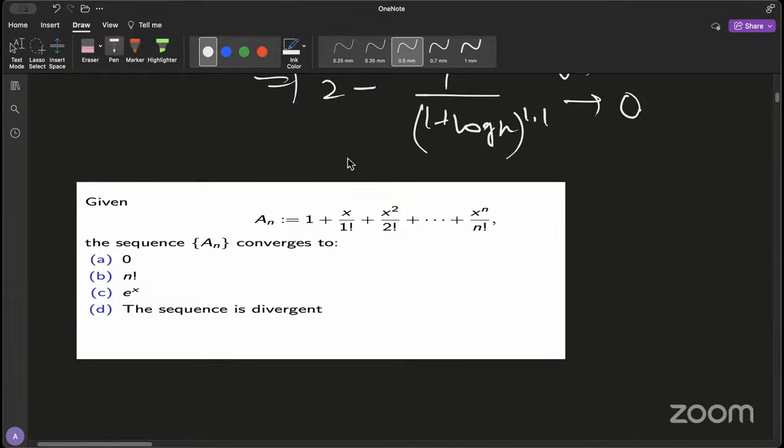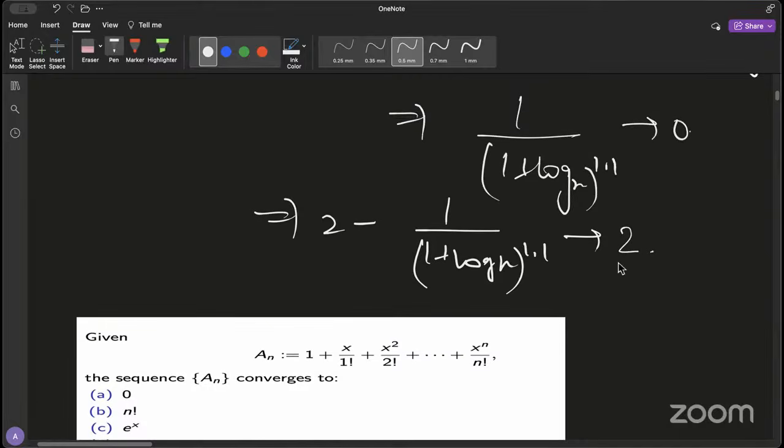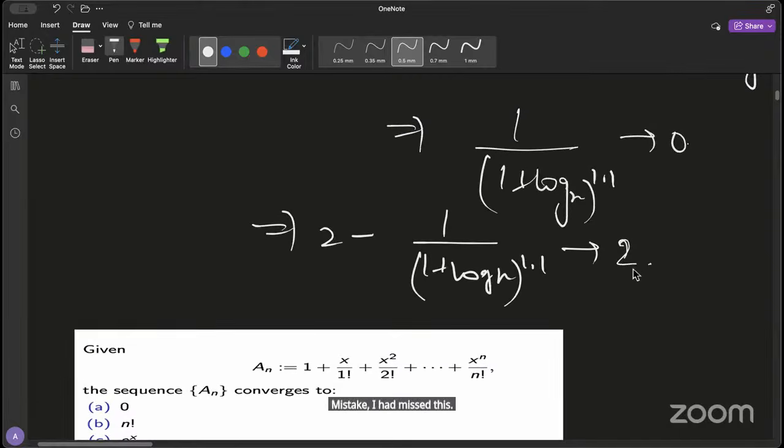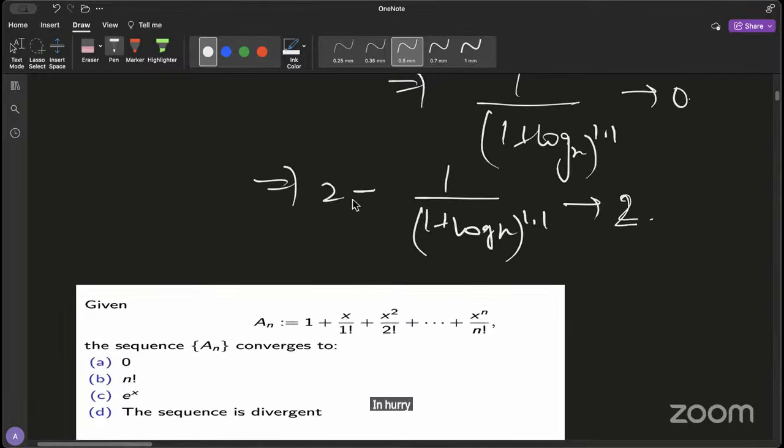Ma'am, excuse me, ma'am. The previous problem, 1 minute, ma'am. 2 minus that, why can't the answer be 2? That is true. That's just a mistake, I messed this up in a hurry. We have to have 2 here, right? This entire thing is going to 0 and this is 2. Okay, ma'am. Okay.